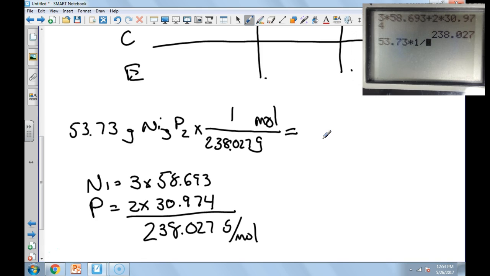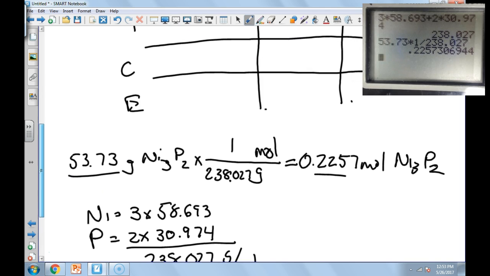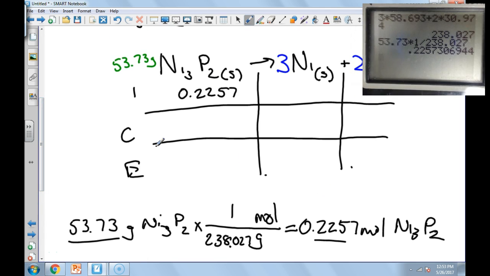Now, if you don't want to include the 1, that's fine, but I'm just kind of doing what it says here. Divided by 238.027. And we get 0.2257 moles of Ni3P. Now, notice 4 significant figures because we started with 4 significant figures here. Okay, so this is going to be 0.2257. Okay, and I'm not going to put units in there because it's assumed that units on the ICE chart are moles.